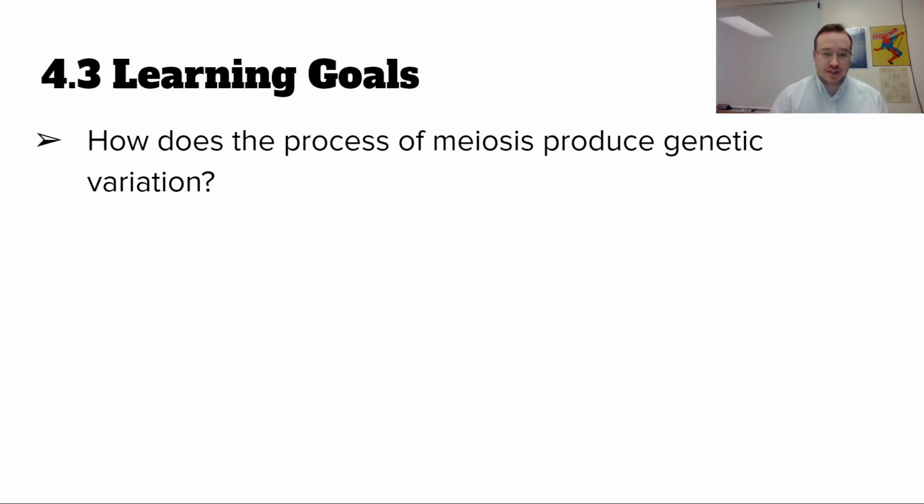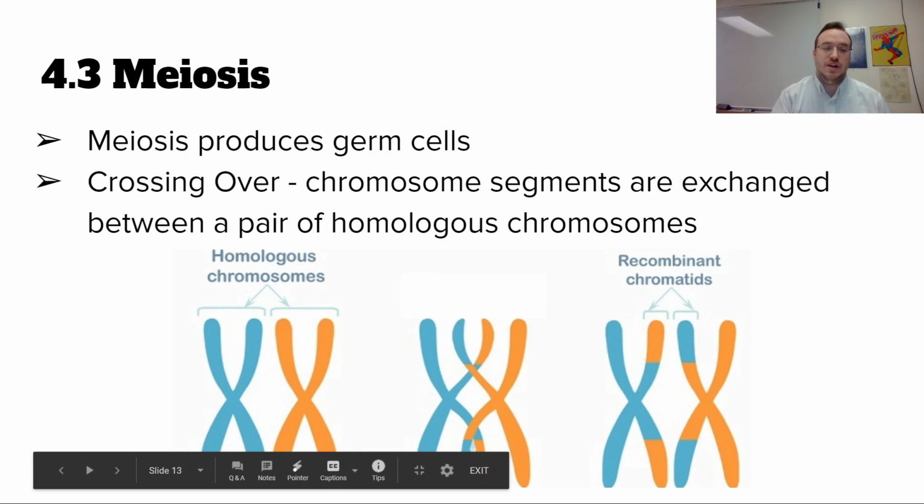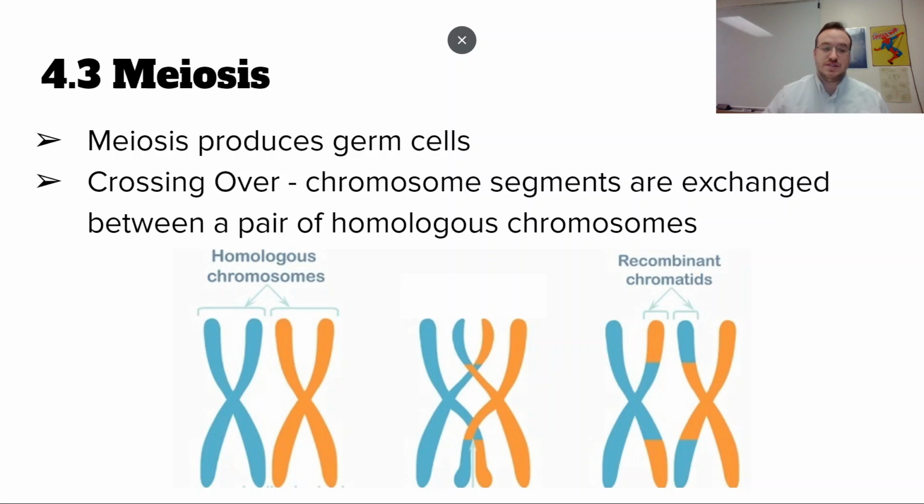We're still talking about genetics, and we're going to look at how genetic variation occurs. Aside from mutations, the main way that this is made is through something called crossing over. Crossing over happens during meiosis, and remember that meiosis produces germ cells, right? Those sex cells that we've been talking about with the different alleles and all that.